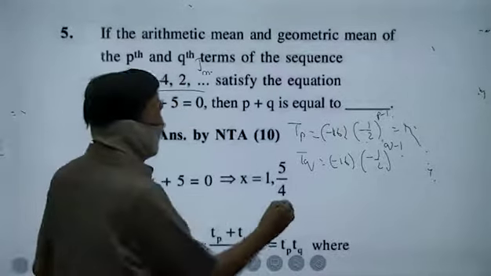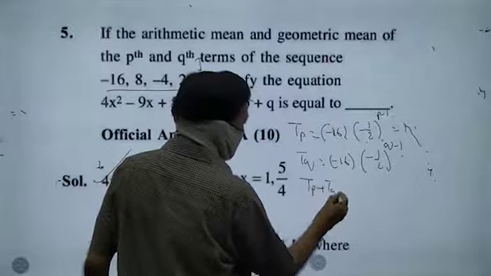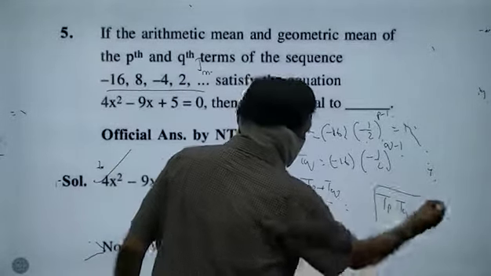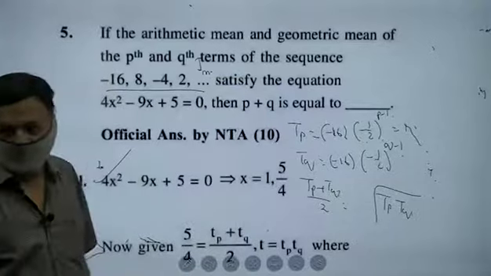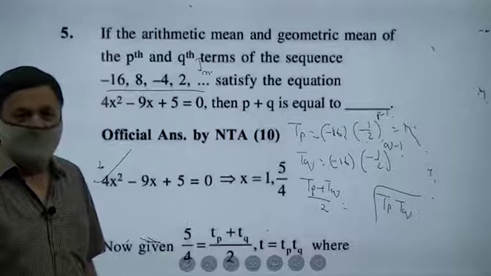So the arithmetic mean is what? TP plus TQ by 2 you have to calculate. The geometric mean, TP into TQ square root, you have to calculate. Arithmetic mean is always greater than what? Geometric mean.